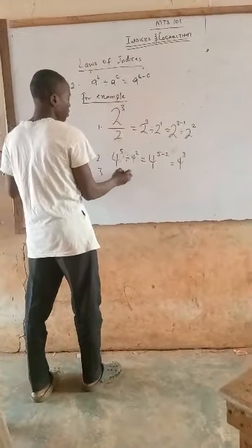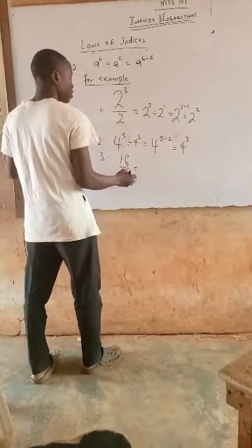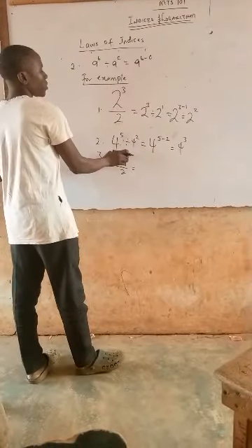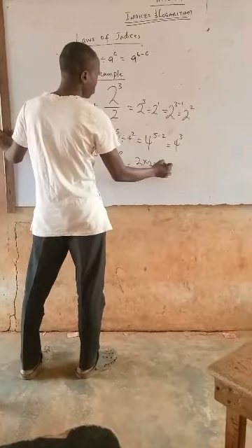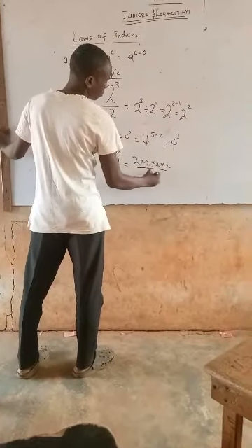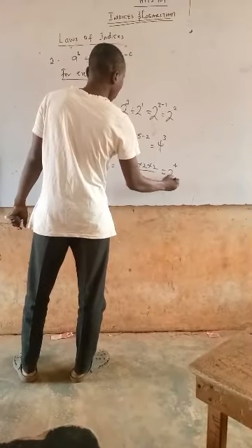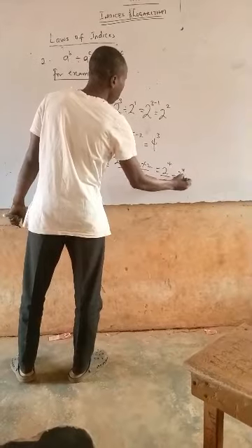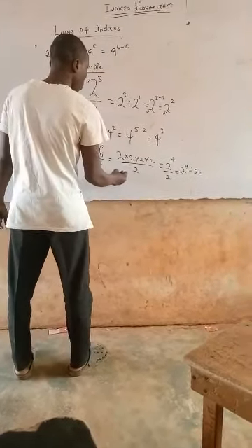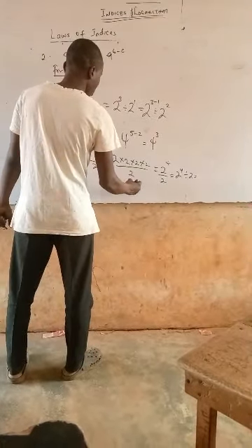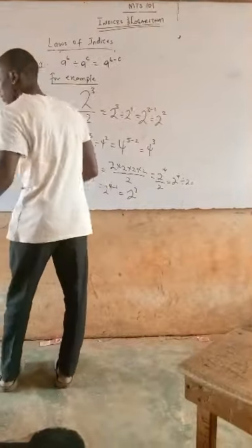What if you have 16 over 2? Now, don't forget that you can express 16 as a power of 2. That is 2 times 2 times 2 times 2 over 2, which is equal to 2 raised to the power of 4 divided by 2, which is equal to 2 raised to the power of 4 minus 1, which is equal to 2 raised to the power of 3. So that's that about that one.